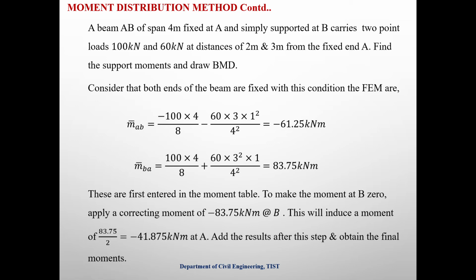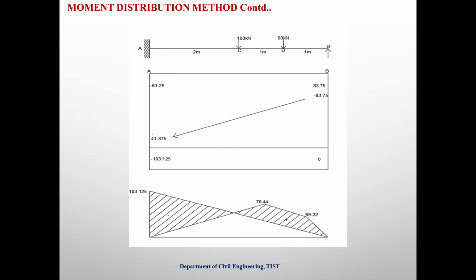The second step should be the distribution factor. But in this case, there is no joint which is connected by more than one member. That means here the distribution factor is not there. So after getting the fixed end moments and the distribution factor, enter all these values in the moment distribution table. This is the moment distribution table and we are entering the fixed end moments here. Then check the end supports.